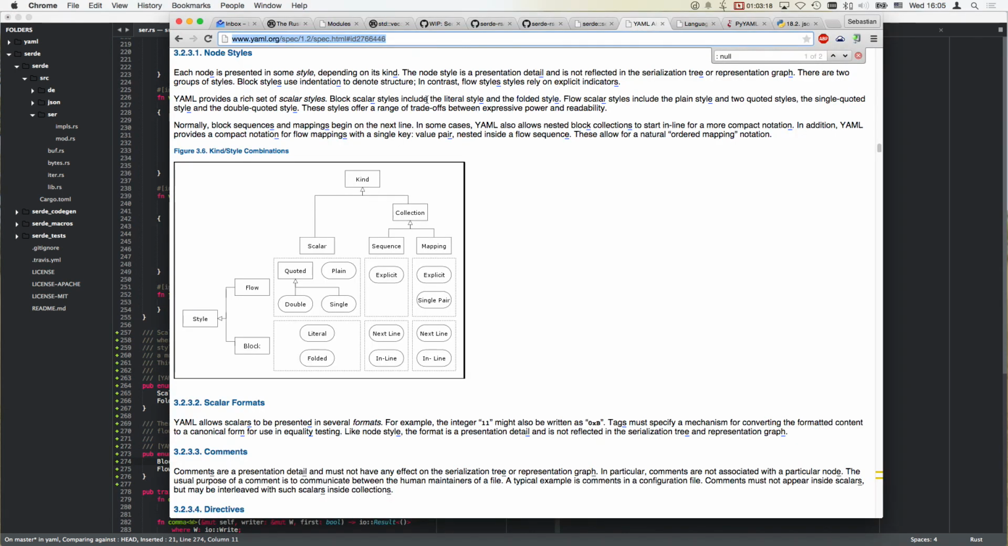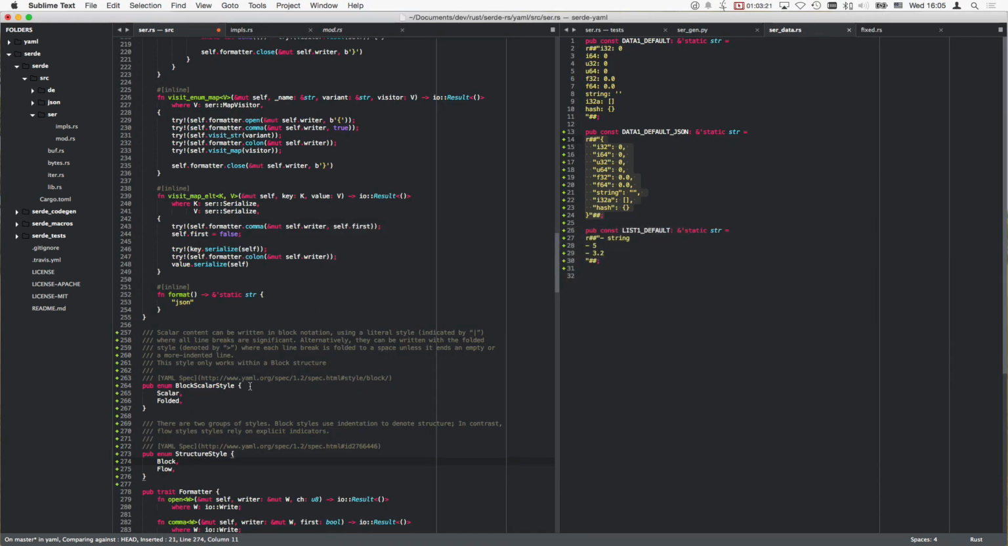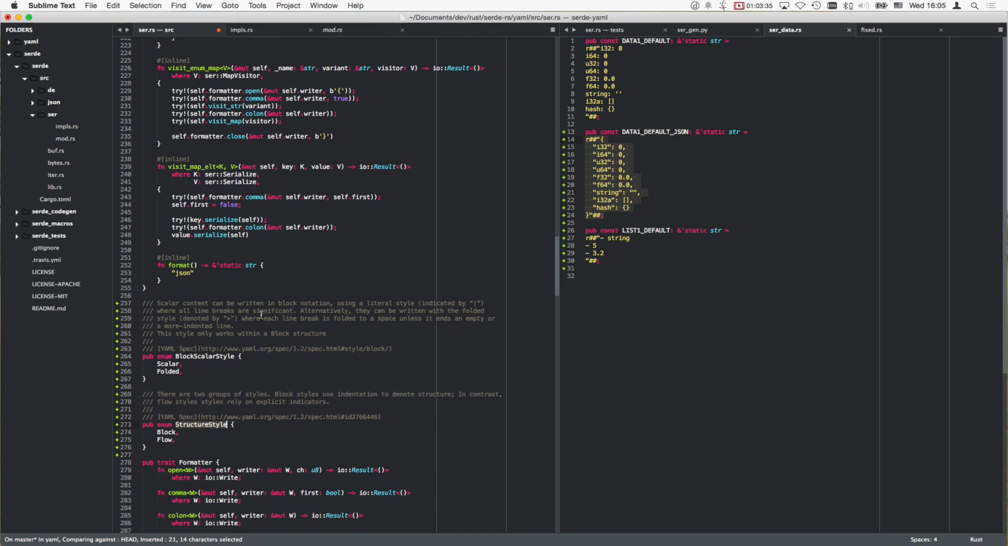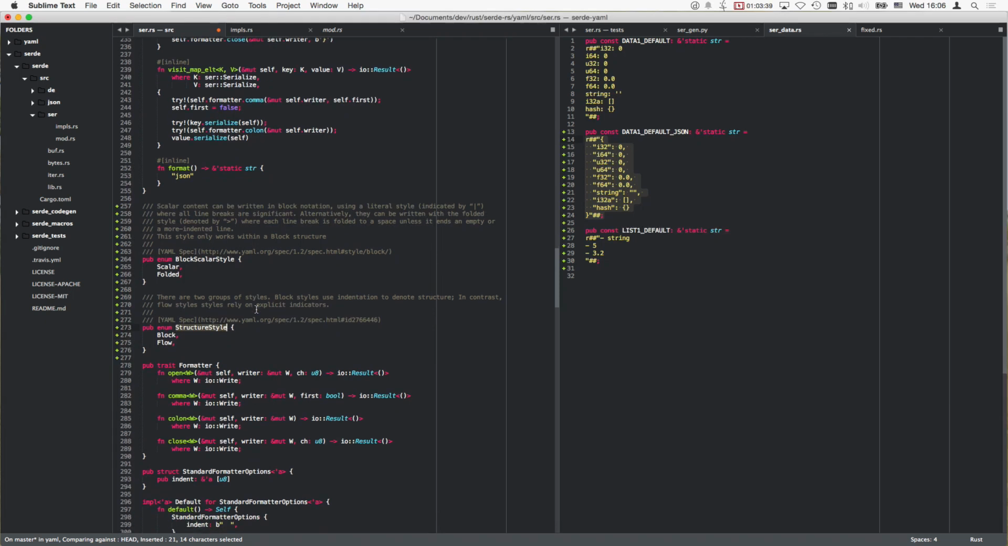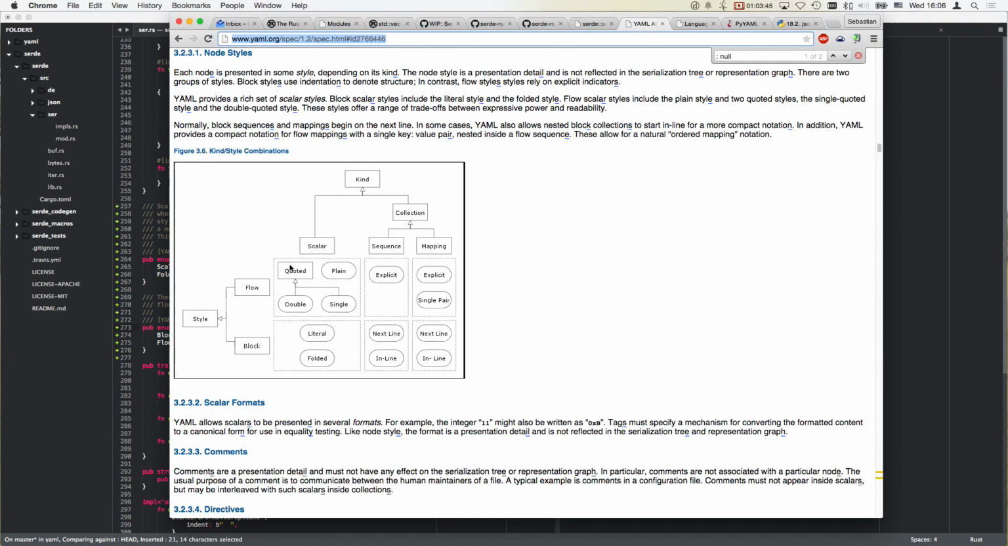So that kind of explains the block style here. And I guess this is what I was really looking for, the structure style. And I could even go as far and say, well, we have structure styles for mappings and for sequences. Yeah, I think I could very well have that, right?